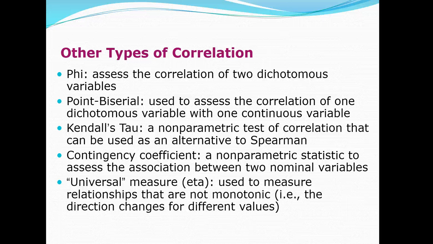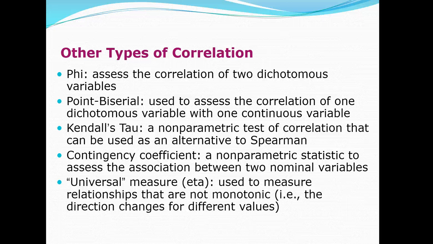The next one is the Kendall's tau. It's a non-parametric test of correlation that can be used as an alternative to Spearman. But I think Spearman is quite very popular. I seldom see statisticians using Kendall's tau, but that is again an alternative to Spearman. You can use the Kendall's tau as well.